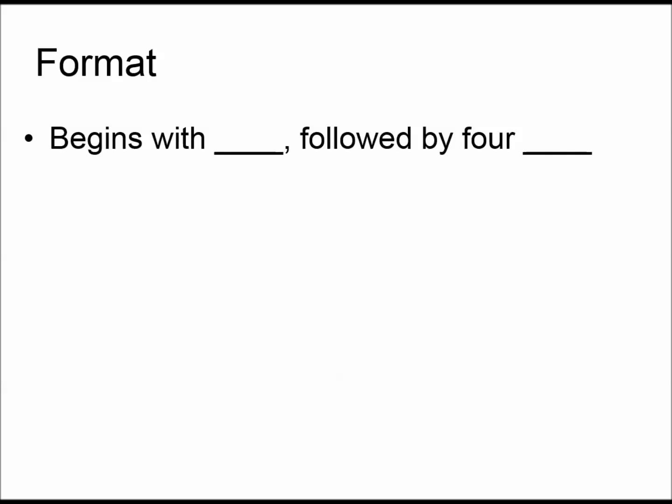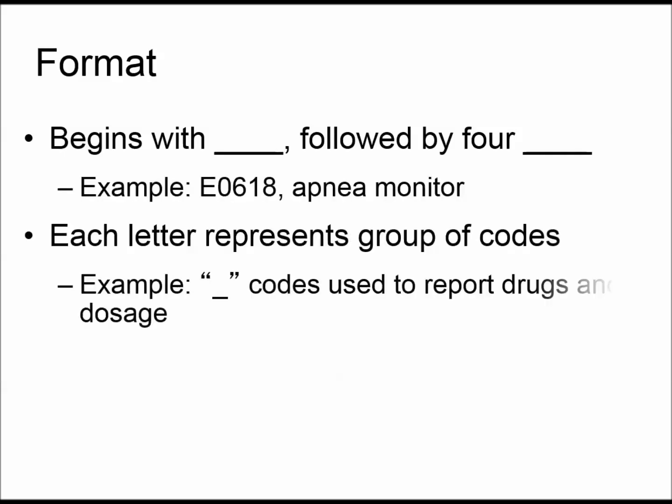Now, what is the format used for the HCPCS codes? They begin with letters, and then it's followed by 4 digits. Okay? One of your examples of that would be E0618, which is apnea monitor. And then, of course, each letter is going to represent a group of codes. For example, your J codes are going to be used to report drugs and dosages, so you would always know that a J code would be used.